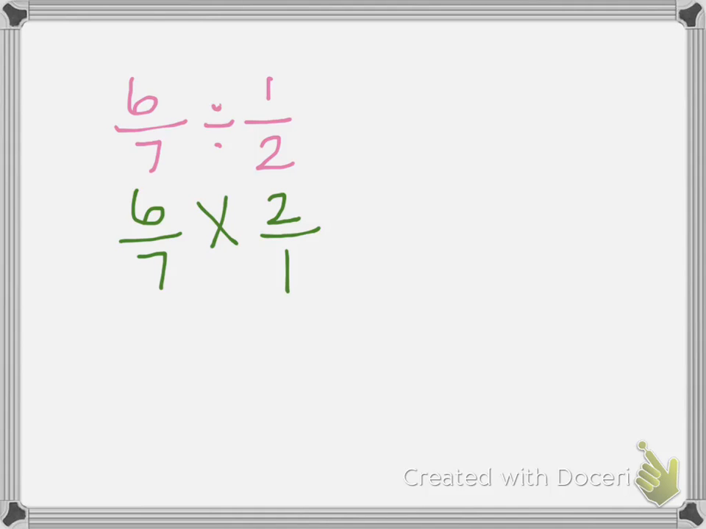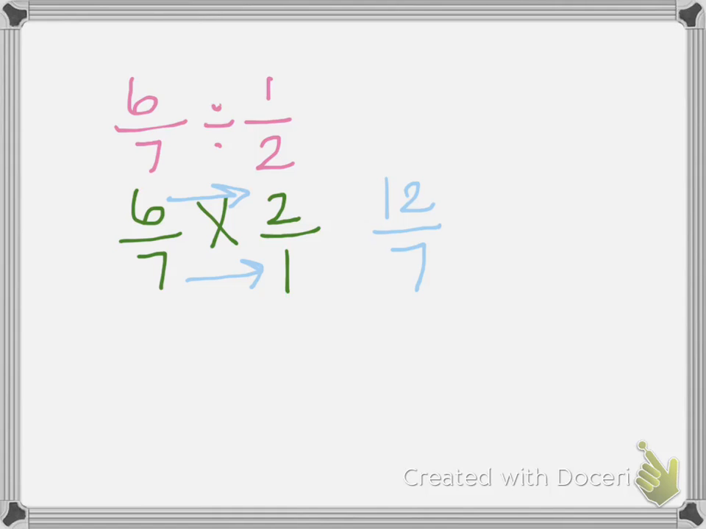If I had 6/7 divided by 1/2, then I'm going to follow the same process. I want to rewrite this as a multiplication problem. I keep the first fraction, I change divide to multiply, and then I flip the second fraction. Now that it's a multiplication problem, I can follow the steps from yesterday. Top times top, 6 times 2 is 12, bottom times bottom, 7 times 1 is 7. Again, I'm left with an improper fraction, 12/7.